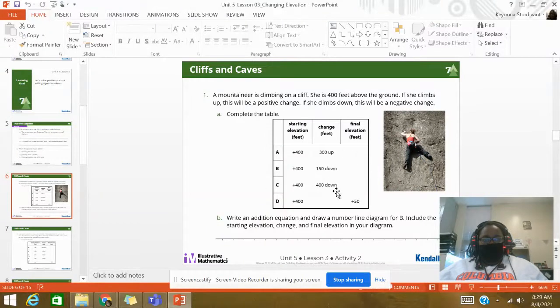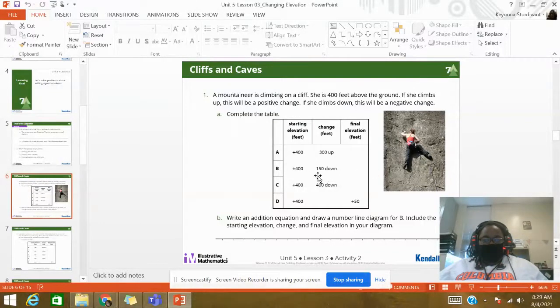Okay, so this chart is very similar to what we did in lesson two. It says a mountaineer is climbing on a cliff. She is 400 feet above the ground. If she climbs up, this will be a positive change. If she climbs down, this will be negative. So it tells you to complete the chart. So here, A, we're starting at 400 and we're going up 300. So for your final elevation, you add 400 and 300 together, which should give you 700.